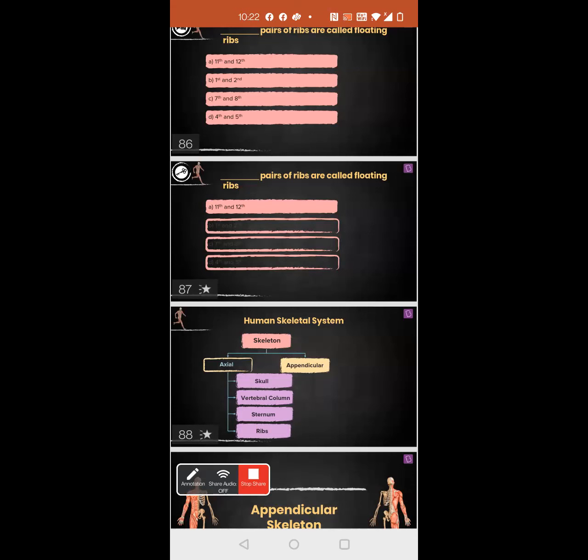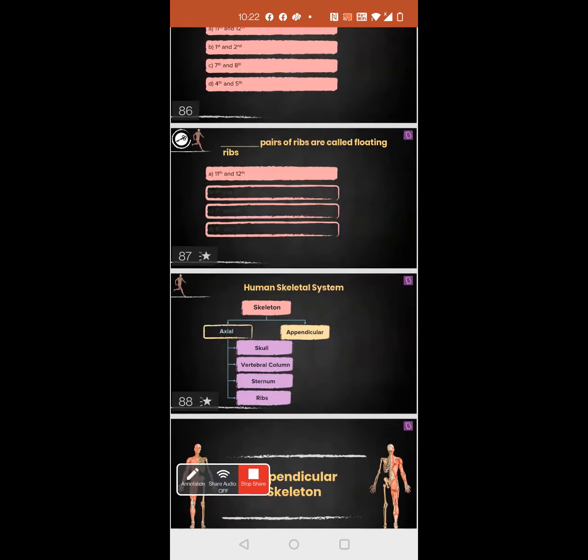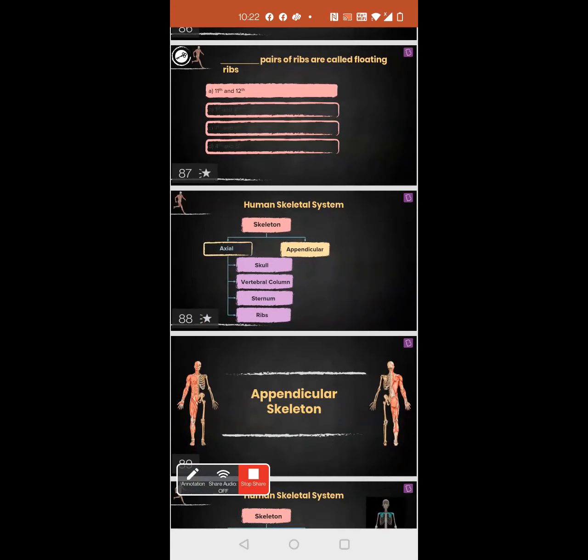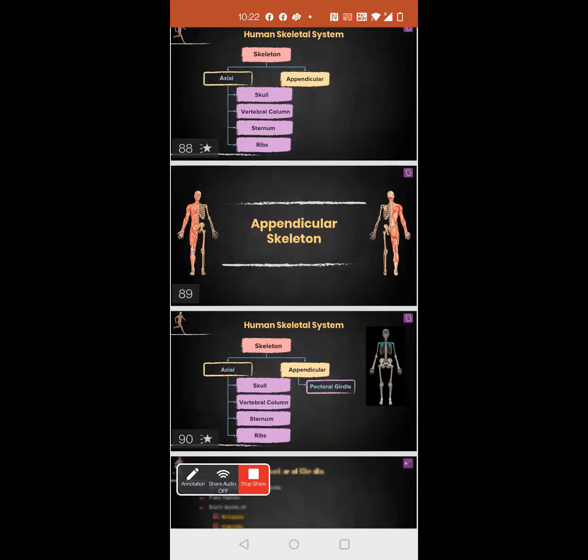The first 7 pairs of ribs are true ribs because they're attached both in the front and in the back. The 8th, 9th, 10th pairs are attached to the 7th pair, so they're called false ribs. And the 11th and 12th pairs are not even attached to the sternum, so they're called floating ribs. Excellent. Totally 80 bones. I'm totally proud of you. I just hope you remember it also.